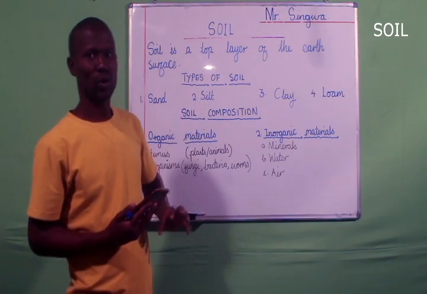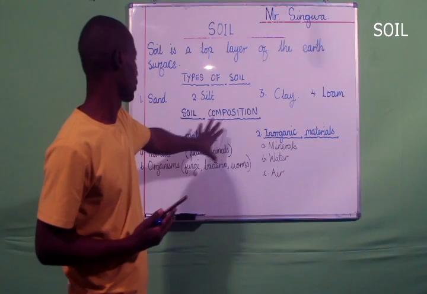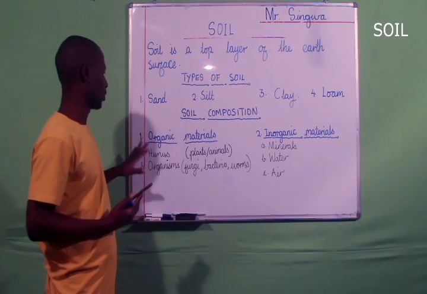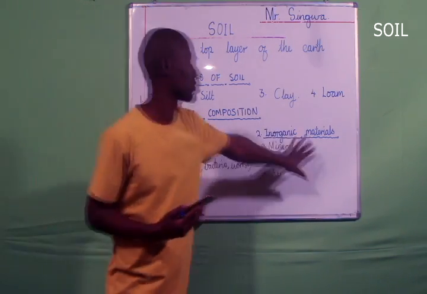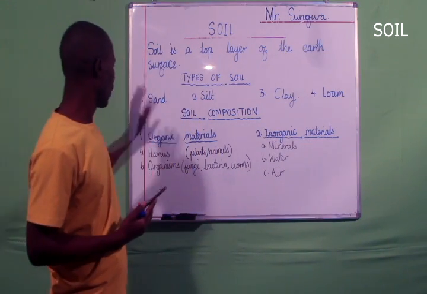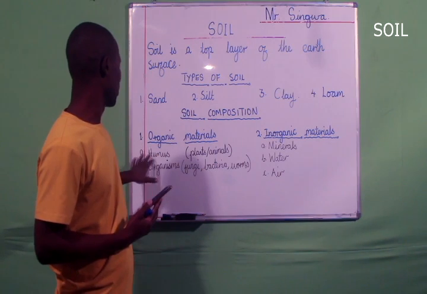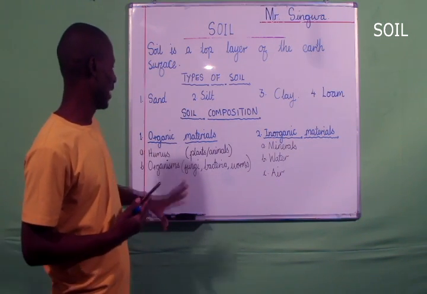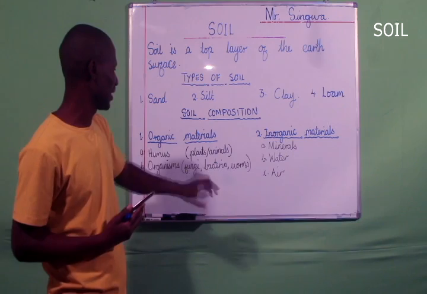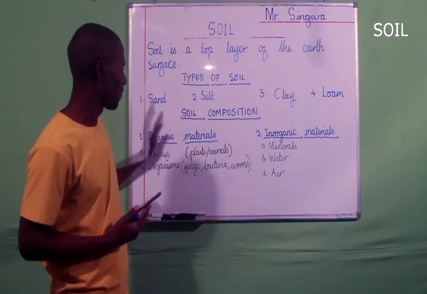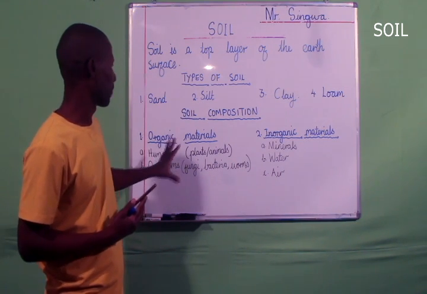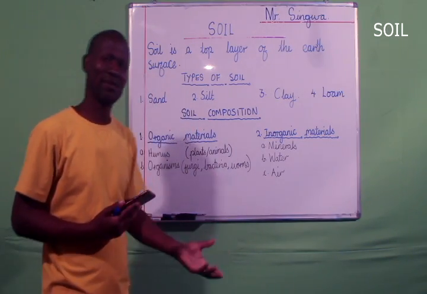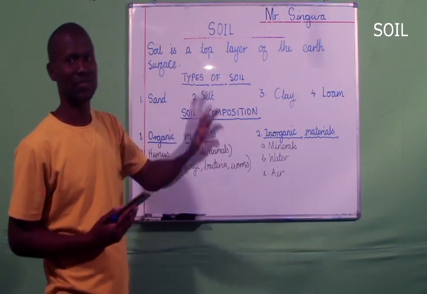And in the soil, we have what we call the composition of soil. In the composition of soil, we have organic materials and also inorganic materials. Organic materials, we have humus and organisms like plants and animals, organisms like bacteria, we have worms, we have fungi, and so on and so forth. These are living things that live in the soil. We also have mice, all those things that live in the soil.